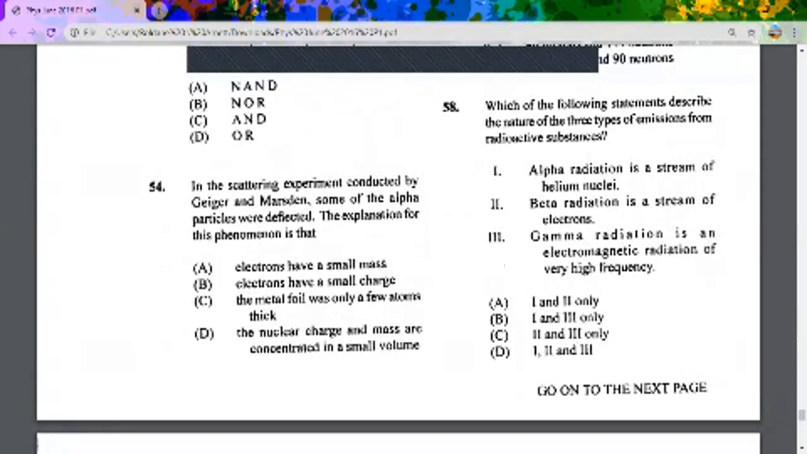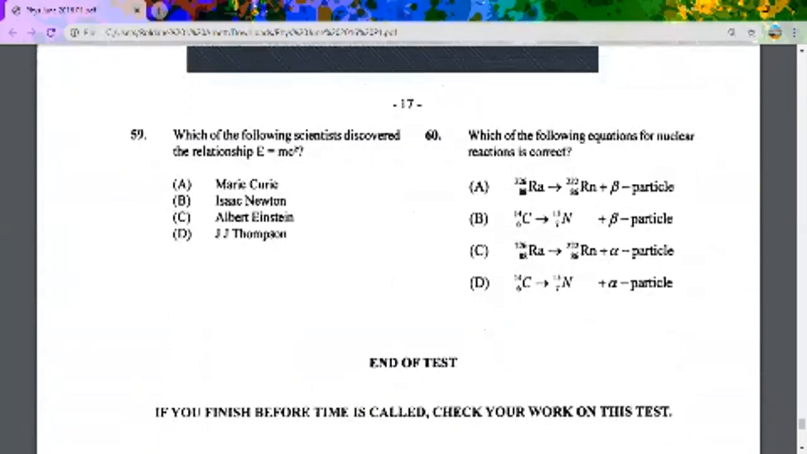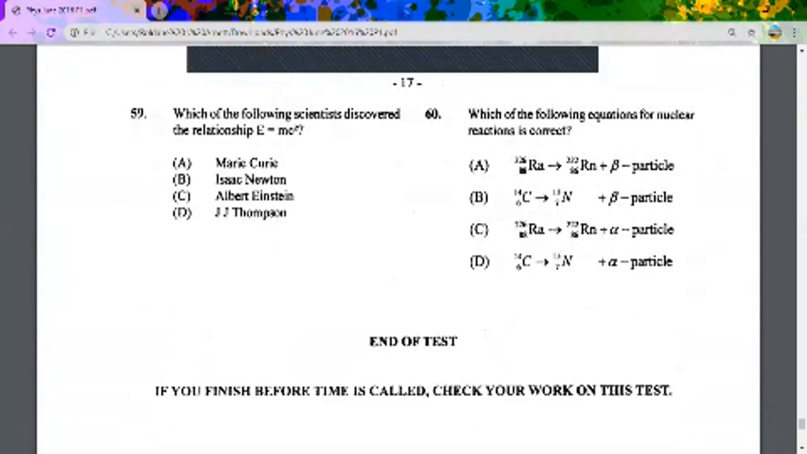Which of the following statements describe the nature of the 3 types of emission from radioactive substances? Alpha radiation is a stream of helium nuclei. Beta radiation is a stream of electrons. Gamma radiation is an electromagnetic radiation of very high frequency. We did say that. So it's all 3, which is D. Which of the following scientists discovered the relationship E equals mc squared? One of the easiest ones. Everybody should know that. Albert Einstein, C.